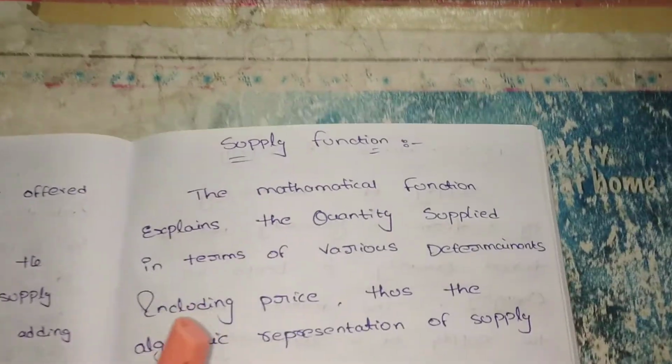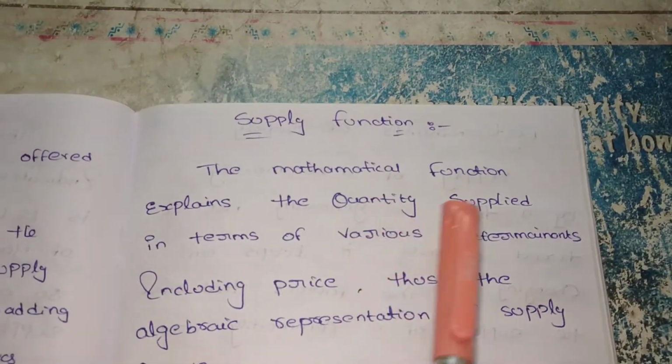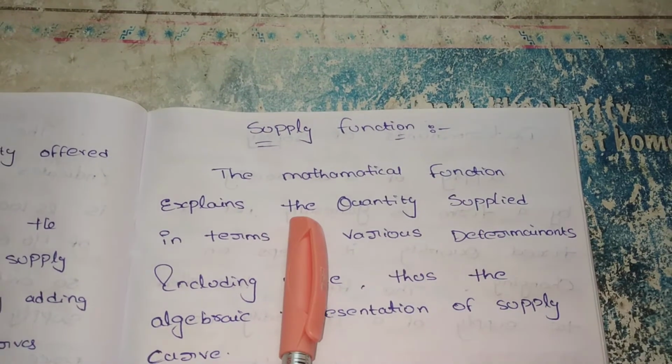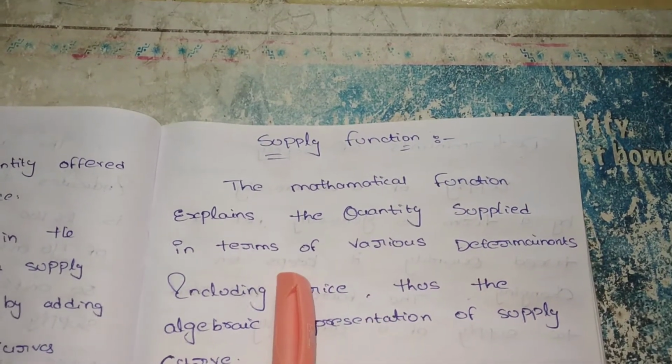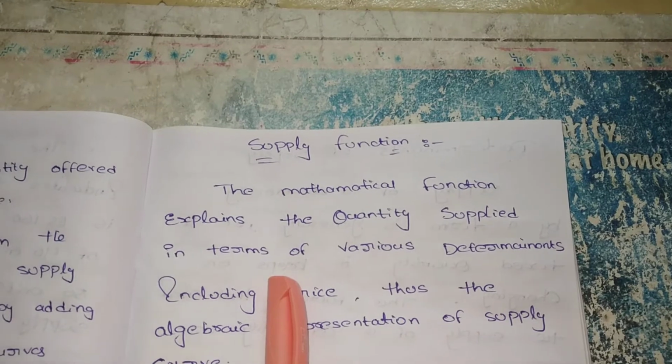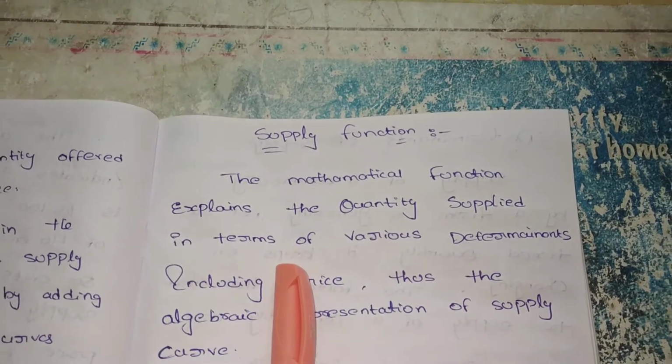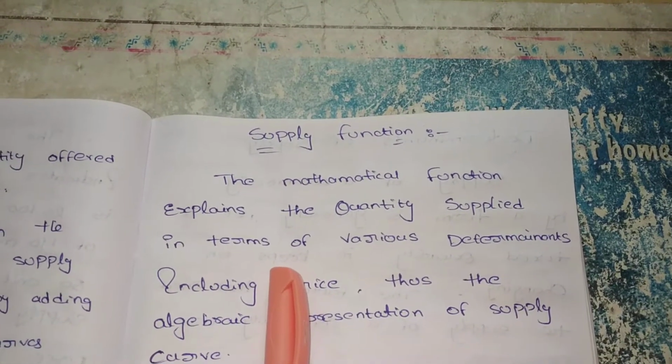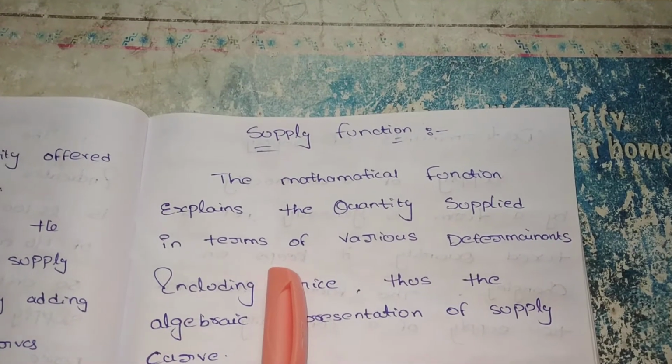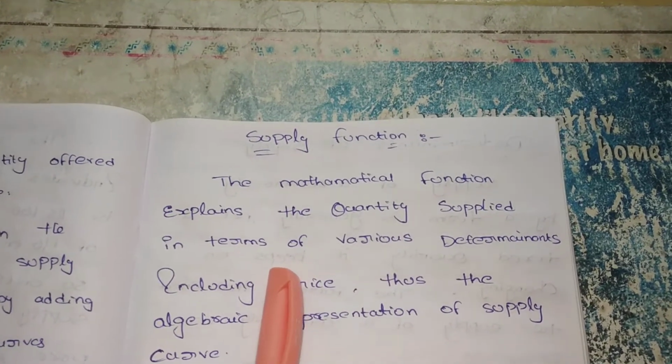Let's see here. What is the supply function? The mathematical function explains the supply function. It is the relationship between the supply and its determinants. What are the determinants? The price of the commodity, how much cost we incurred, and which technology we used. All this comes under the determinants.